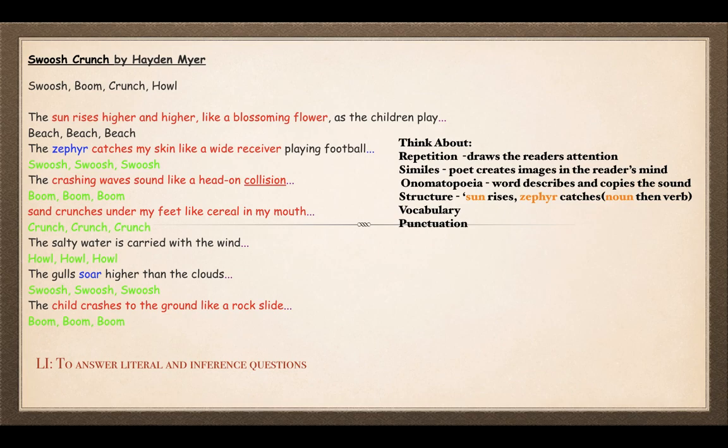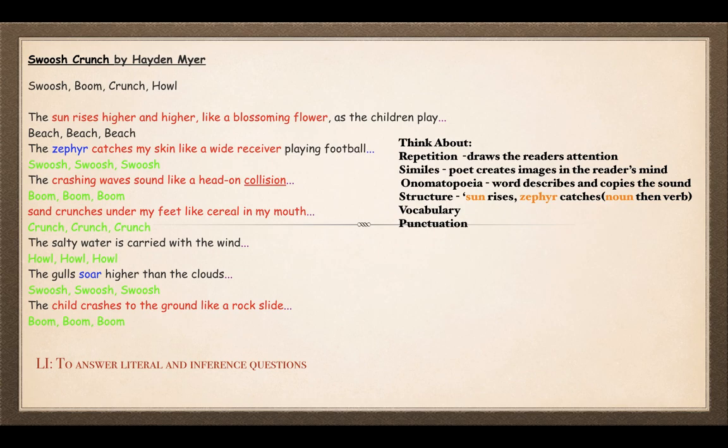And we've done quite a bit of work on onomatopoeia, and you know there are quite a few onomatopoeic words in this poem, which I've highlighted in green. I forgot to do the ones just below the title of the poem. But you can see I highlighted them in green. I didn't highlight beach, beach, beach, because beach is a noun, and it's not an example of onomatopoeia. But the beach tells you where the children are playing. Okay, and then we've got a structure to this poem that we have to think about. Now it's got sun rises, zephyr catches.